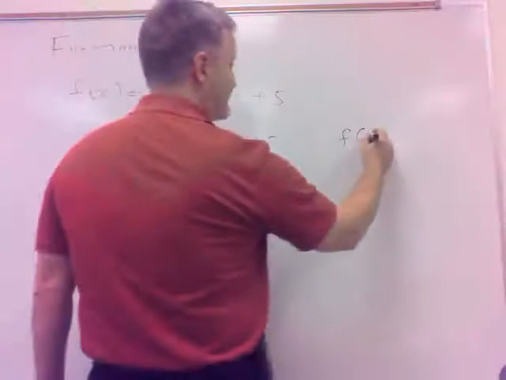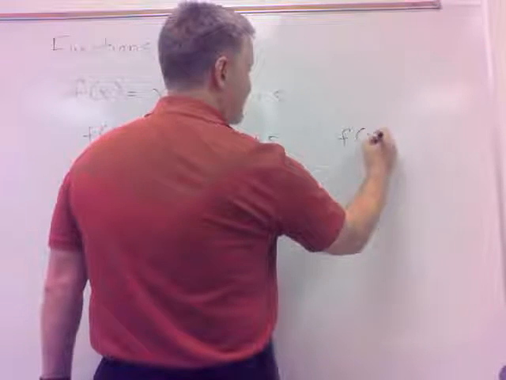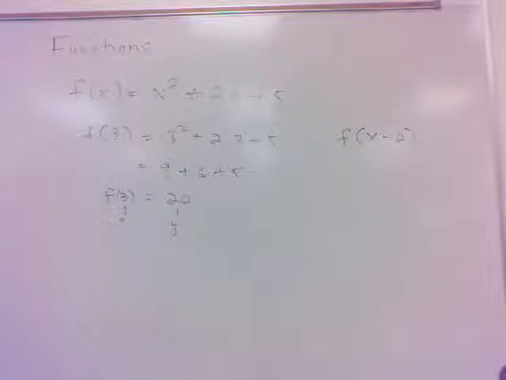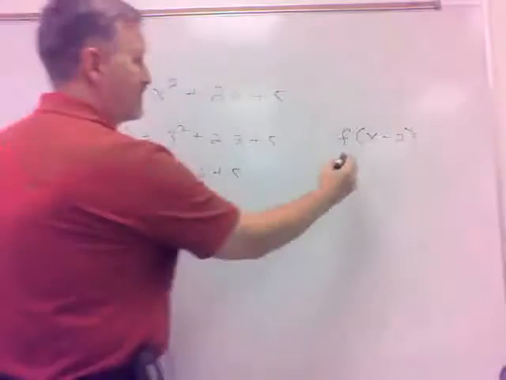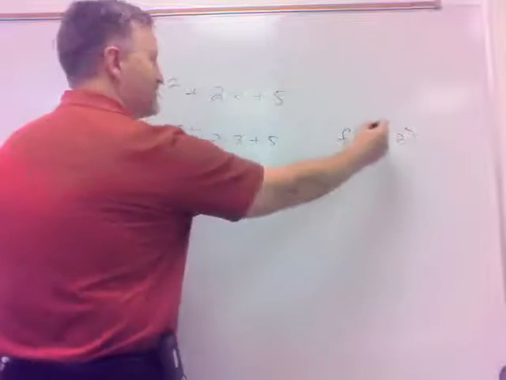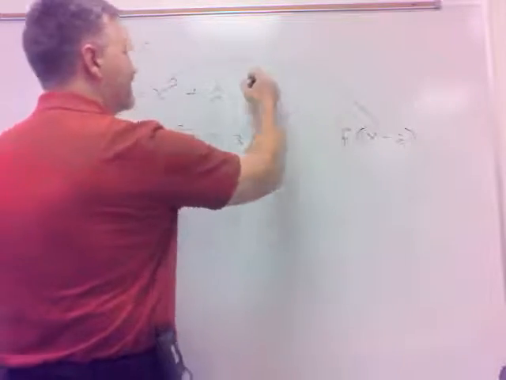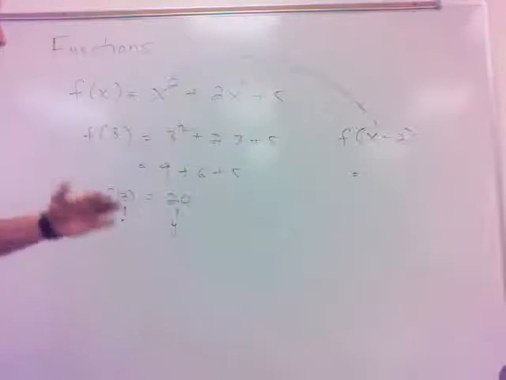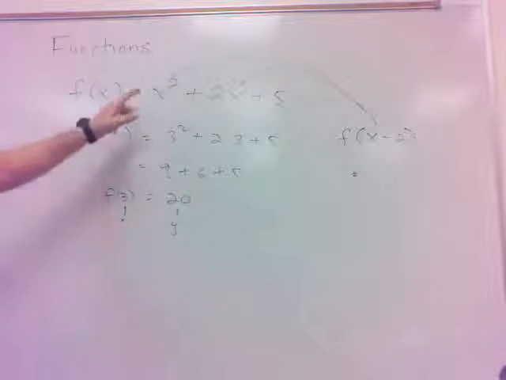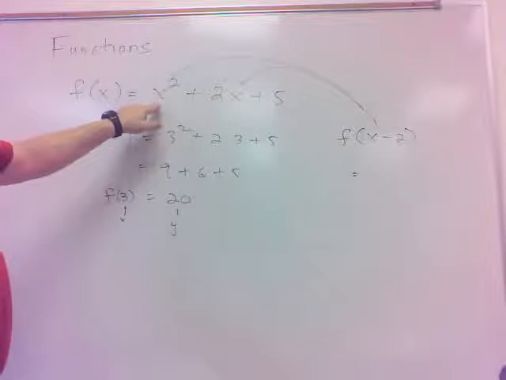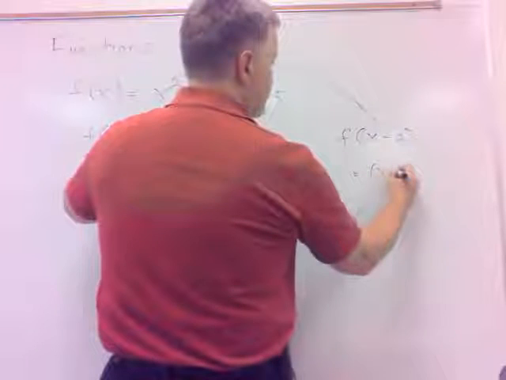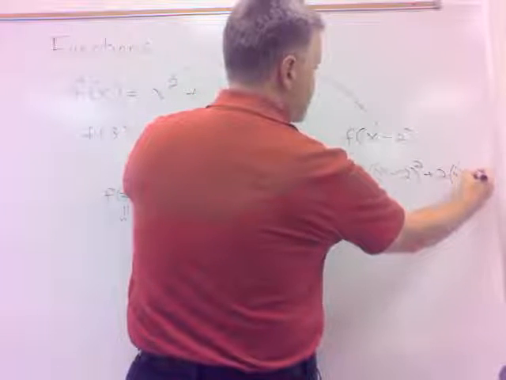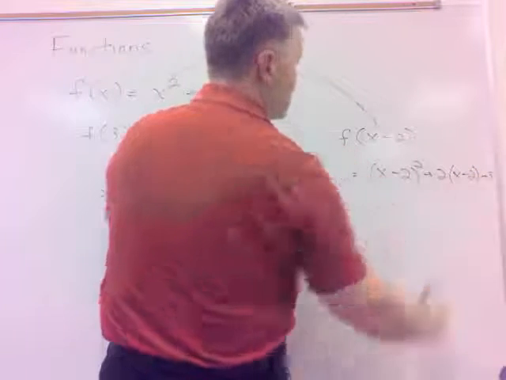Of course, we can input not just numbers, we can input expressions as well. What does this mean? Same thing, right? Except now we're going to input the quantity x minus 2 wherever we see the x. We compute it basically the same way. We're just not going to get a number here, because if I plug in x minus 2 for x, I've got x minus 2 squared. And then I plug in x minus 2 for x here, I've got 2 times x minus 2, and then don't forget your plus 5 there.